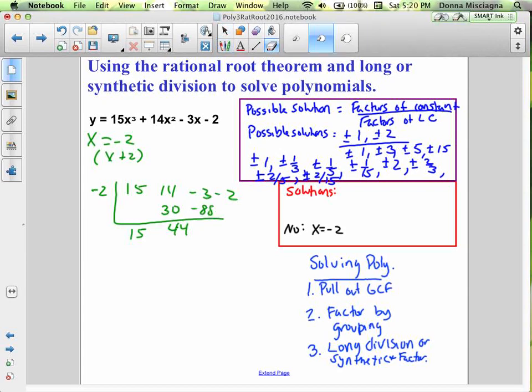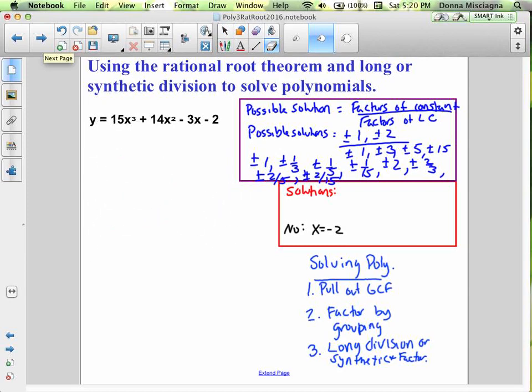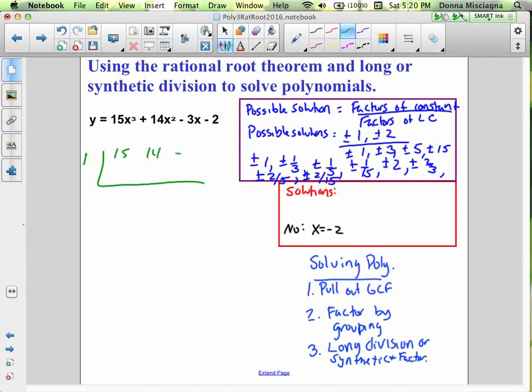Let's try another one. And I'm going to erase this. We don't really need to save it. All right, we tried positive 2. We tried negative 2. Let's try something smaller. Let's try maybe a 1. All right, and then we have 15, 14, negative 3, negative 2. Bring down the 15. 15 times 1 is 15. Add, we get 29. 29 times 1 is 29. And you can see this is not looking promising either. All right, so much for x equals 1.